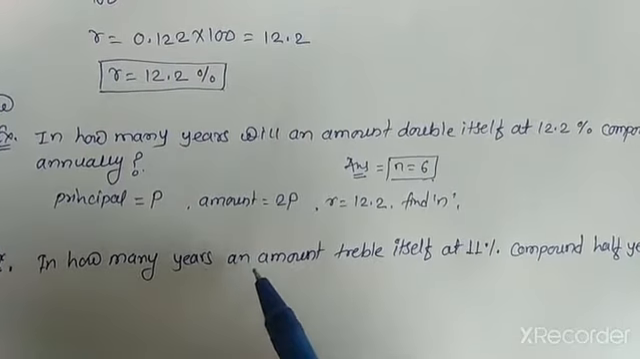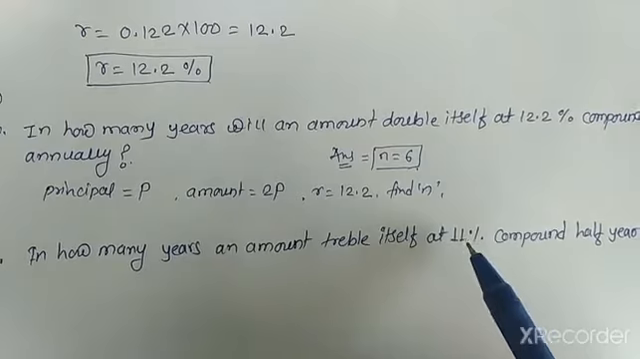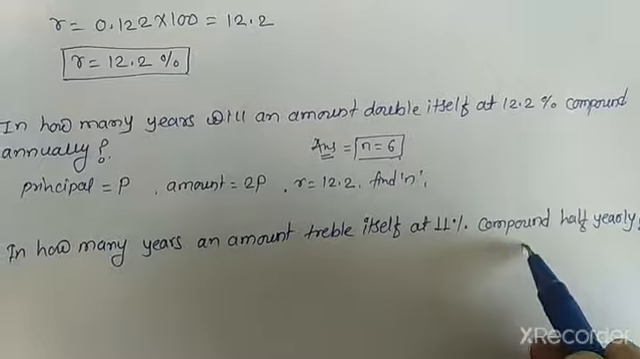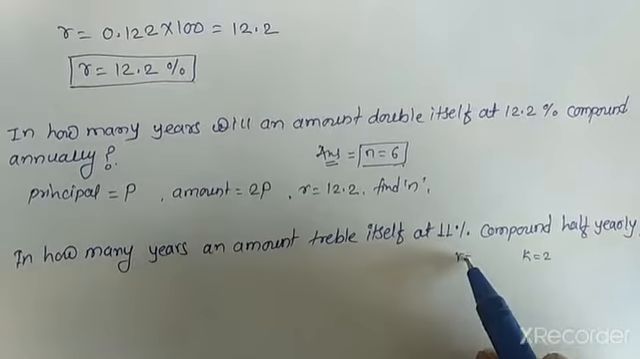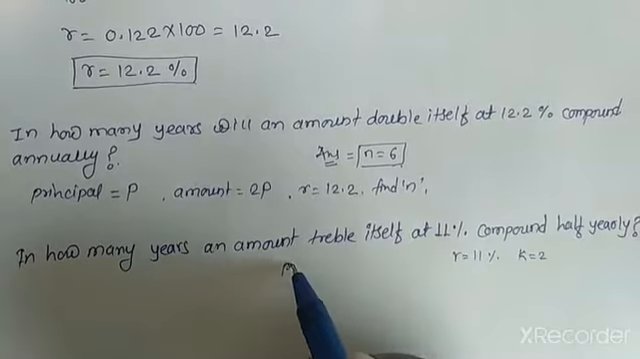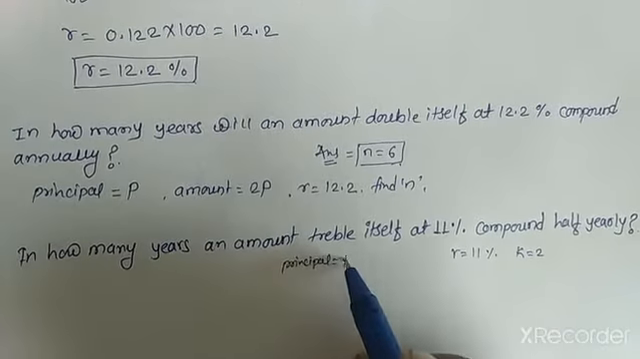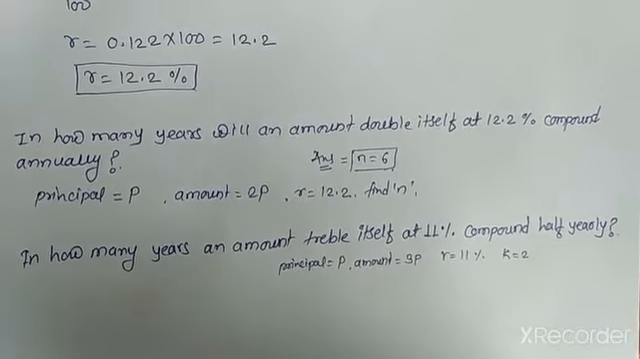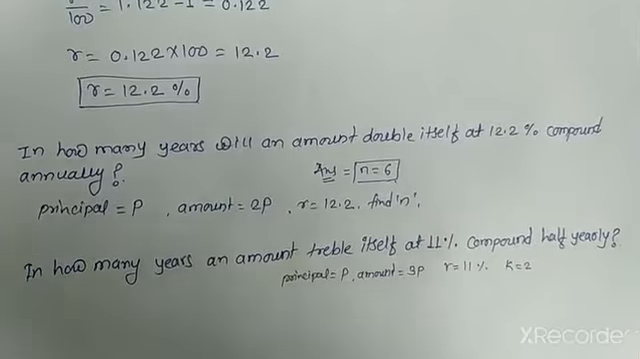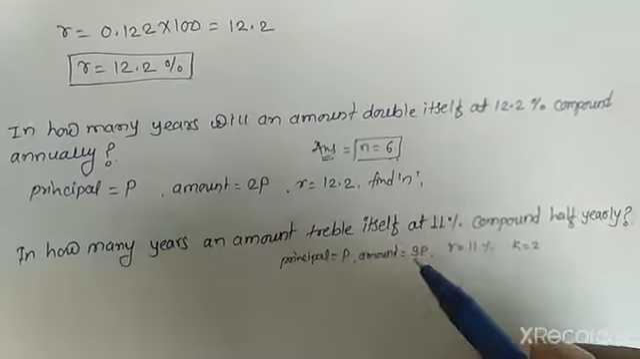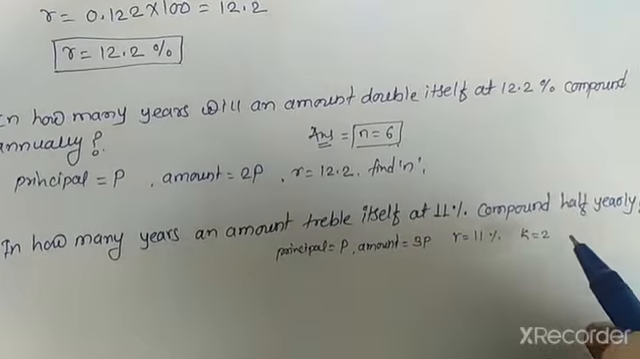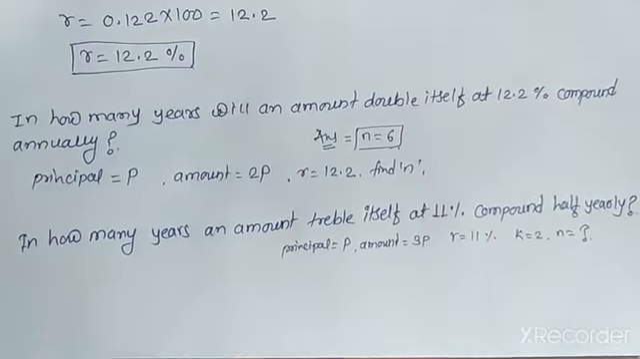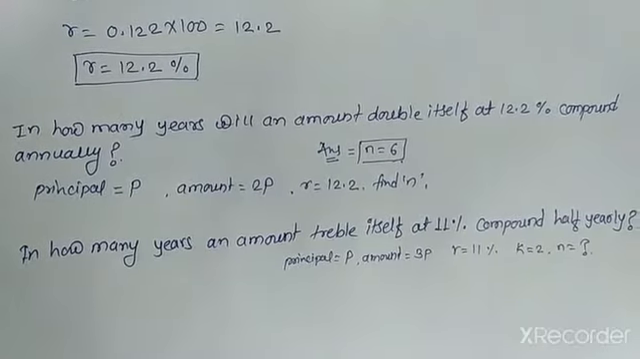In how many years will an amount treble itself at 11% compound half yearly, okay. So here k is given and k is equal to 2, okay, and r is equal to 11%. Consider principal is equal to P and amount is equal to thrice P, okay. It is triple. So sorry, wait a minute, okay. So this is required and you have to find n is equal to question mark. So okay, solve the examples. Second example for homework.